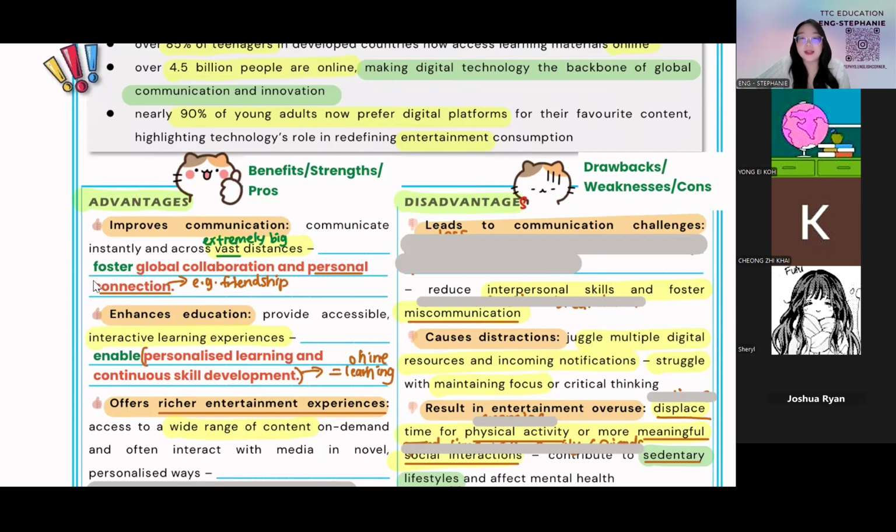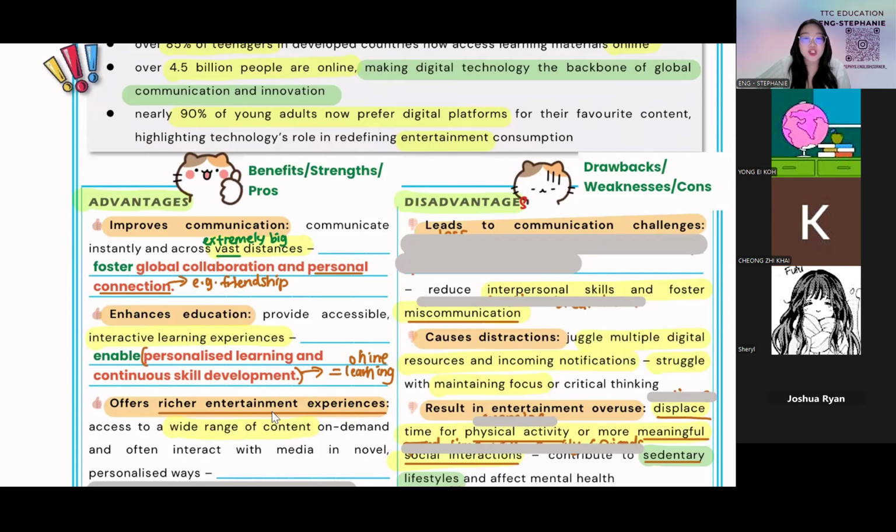If you notice, I included some words in green, some in orange color. What does that mean? For green color, usually are the better choice of words to be used in your essay writing, and also can help you to prompt your elaborations or your pointers. So all these are vivid verbs, better verbs to be used. Foster means encourage. Okay, so improve communication, that's one. Enhances education, two. And then the third one will be offers richer entertainment experience.